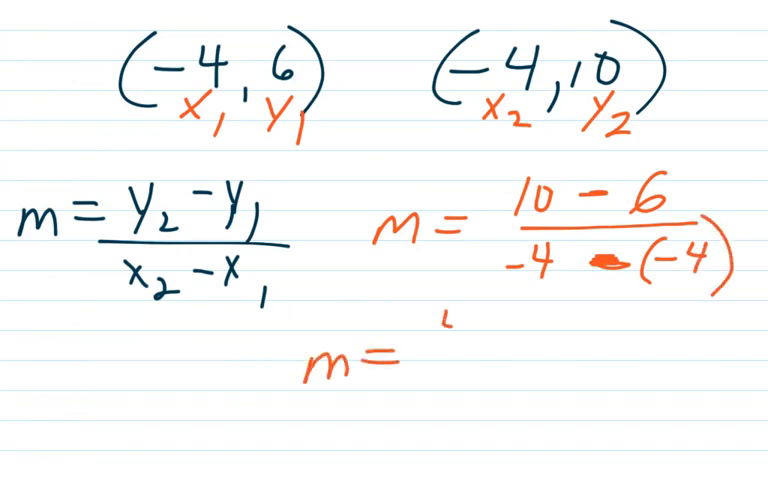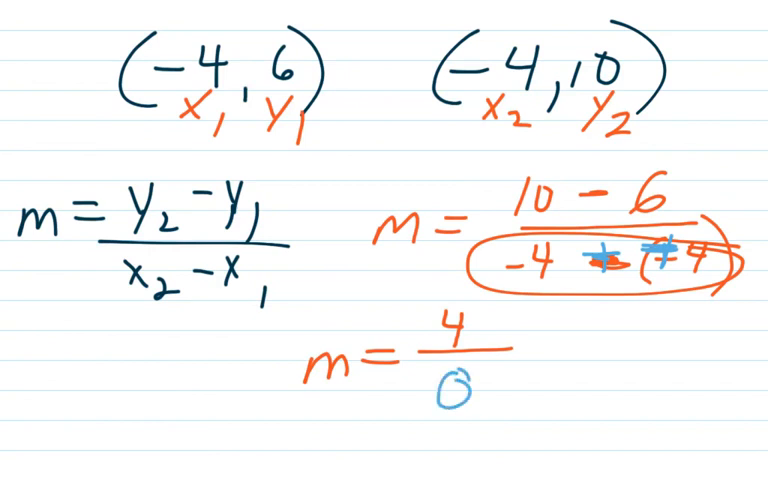10 minus 6 is 4. And then -4 minus a -4. These 2 negative signs add the opposite, become a positive. So that actually becomes -4 plus 4, which is 0. So we have -4 divided by 0.